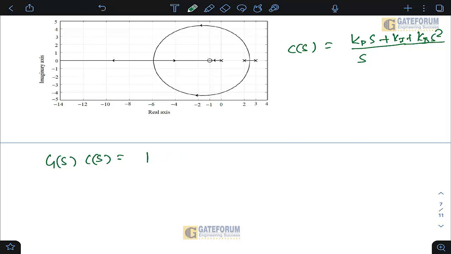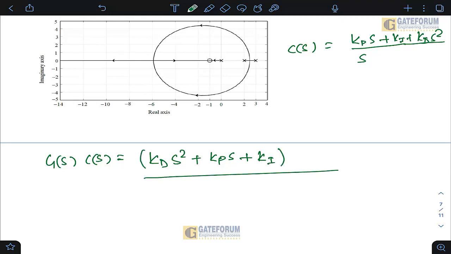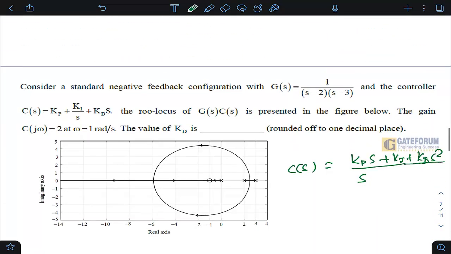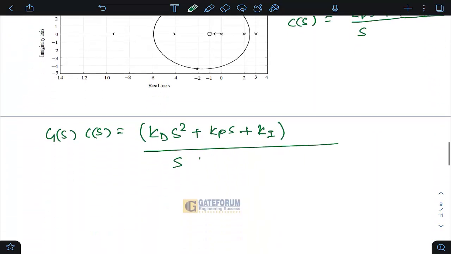Okay, let us write it this way. You can write C(s) as (KD s square plus KP s plus KI) divided by s. And the G(s) transfer function is 1 by (s minus 2) into (s minus 3). So here you get s minus 2 and here you get s minus 3. So for this transfer function, for G(s)C(s), the root locus is given.